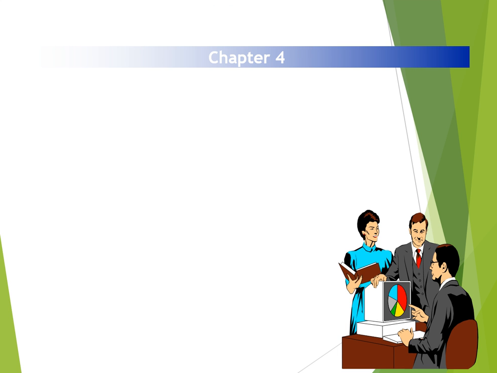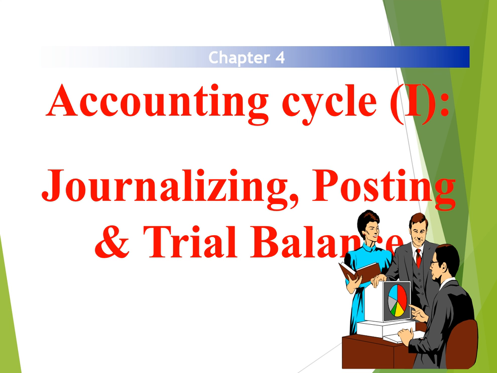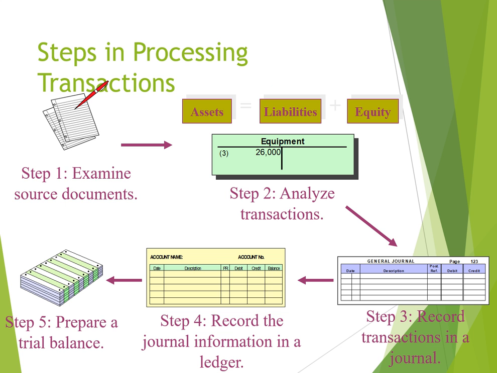Okay, so now let's look at our next chapter, which is the accounting cycle. The accounting cycle includes journalizing, posting, and trial balance. So the entire process of whatever transactions I told you, that you start your business with cash, all these things are called transactions. So, what are the steps in this?